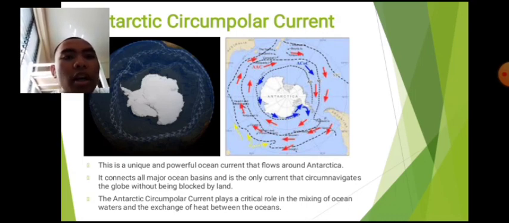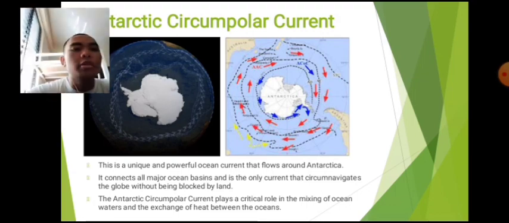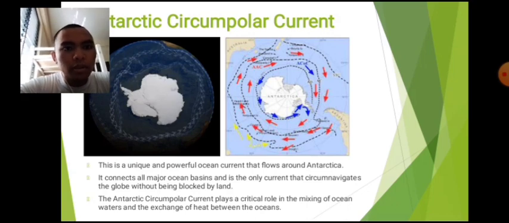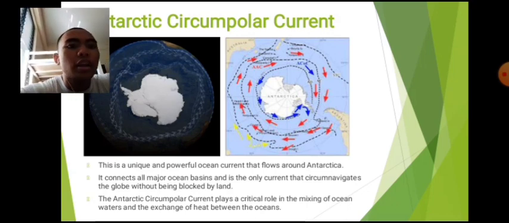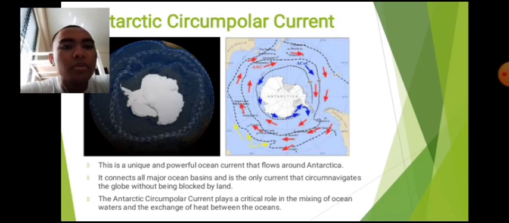So this is what connects all the major basins or currents that we mentioned earlier, without being blocked by land. The Antarctic Circumpolar Current plays a critical role in the mixing of ocean waters and the exchange of heat between the oceans, helping to balance the heat between the oceans.